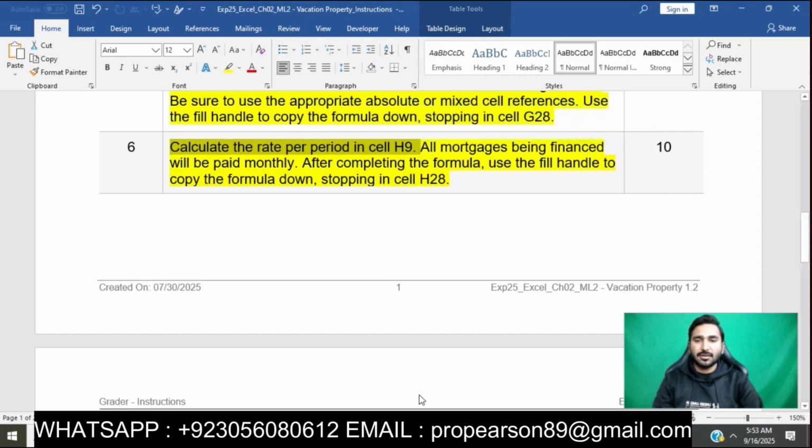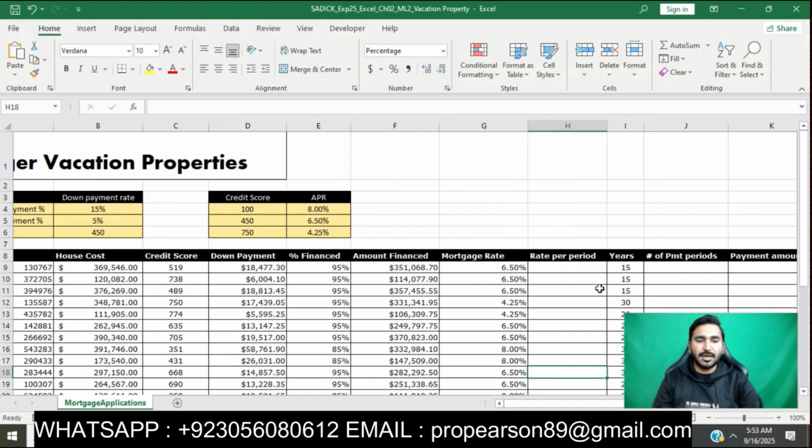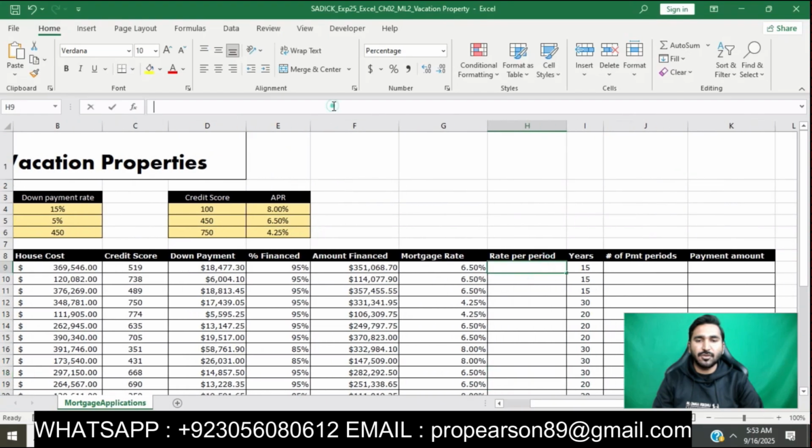Okay, calculate the rate per period in H9. Click on cell H9 and press equal to. We will enter a formula in cell H9: G9, the mortgage rate, divided by 12 for the months. Then we will press enter. It will find the rate per period in cell H9.